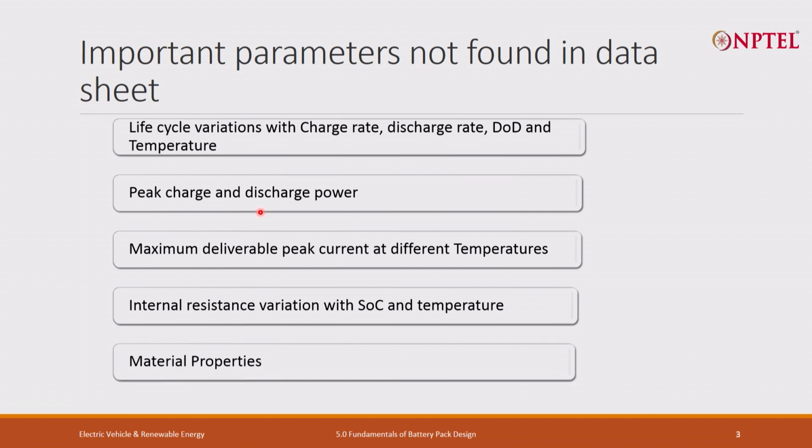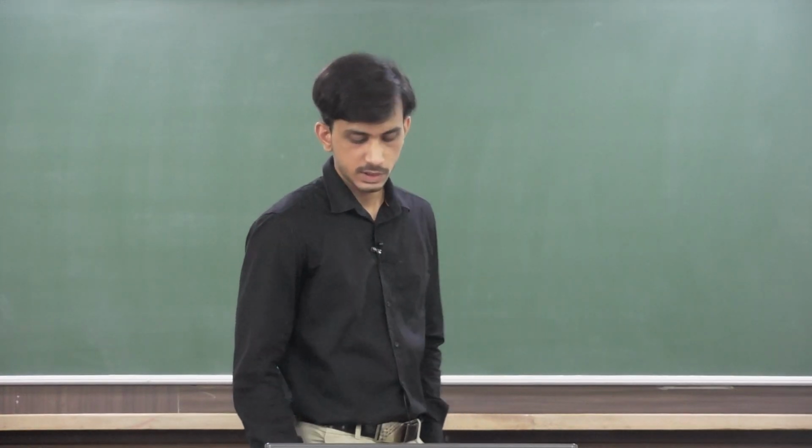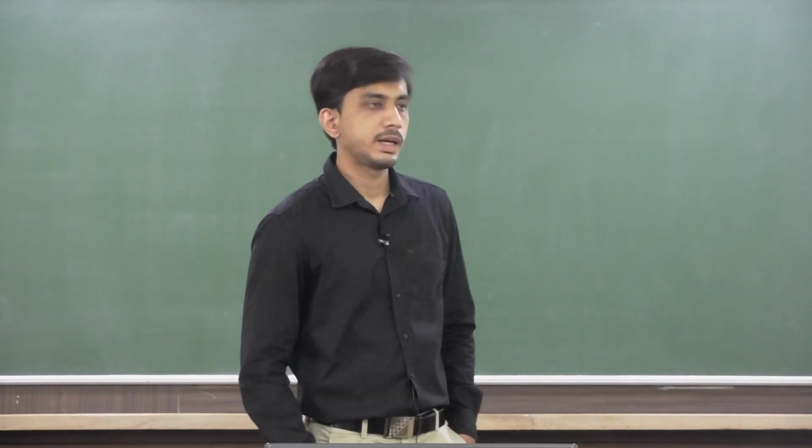Then next are material properties. These are mostly required when you want to model the cell from an electrochemical point of view. Material properties consist of what is the anode material, what is the cathode material, what are the proportions of the chemicals used, the additives, the electrolyte. These are trade secrets and no manufacturer will share this with you. So when we want to know all these parameters, we need to do the testing at our own level.